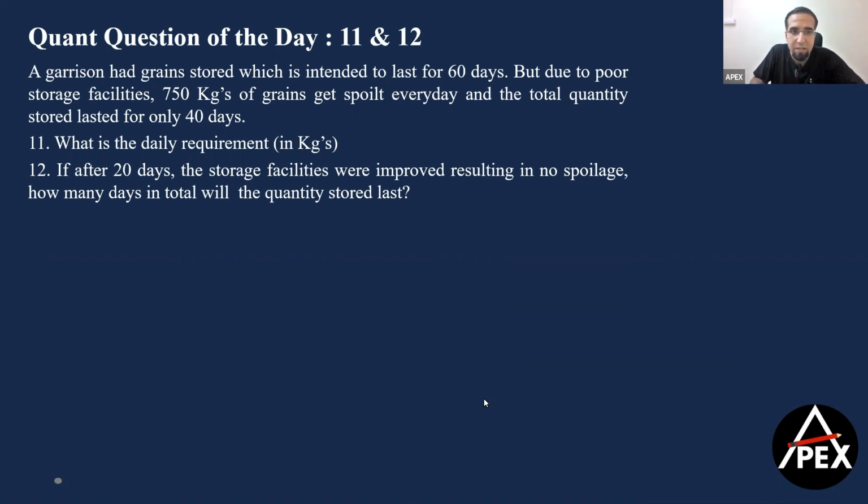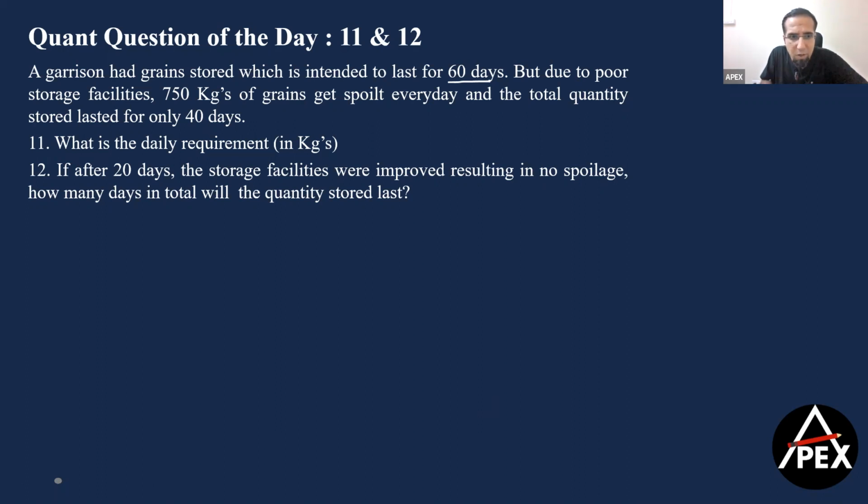So a garrison had grains stored which is intended to last for 60 days. But due to poor storage facility, 750 kgs of grains get spoiled every day, and the total quantity stored lasted only for 40 days. Okay, fair enough. Now, what is the daily requirement? So we understand from this that there is some daily requirement.